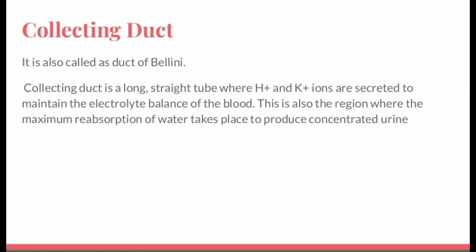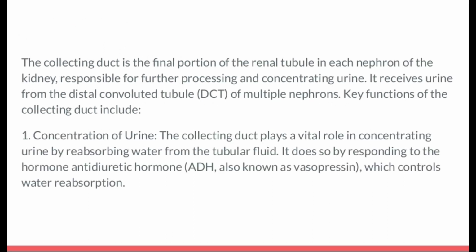The collecting duct is a long straight tube where H plus and K plus ions are secreted to maintain the electrolyte balance of the blood. This is also the region where the maximum reabsorption of water takes place to produce concentrated urine. The collecting duct is the final portion of the renal tubule in each nephron of the kidney, responsible for further processing and concentrating urine. It receives urine from the DCT of multiple nephrons.